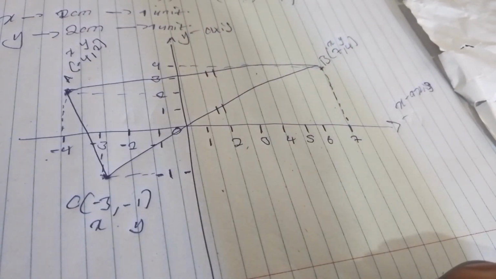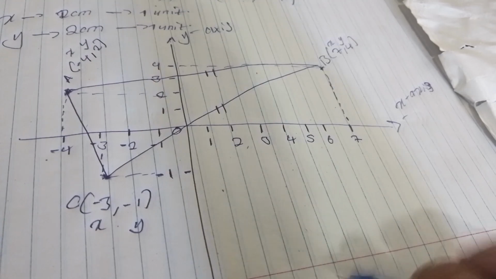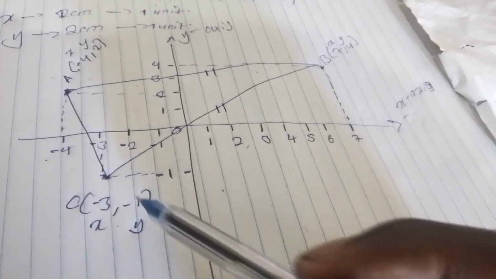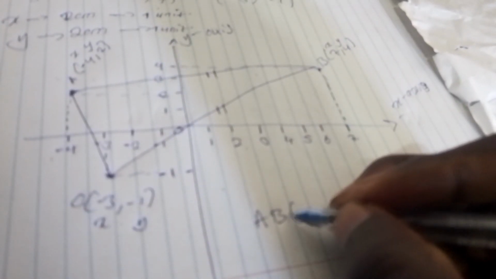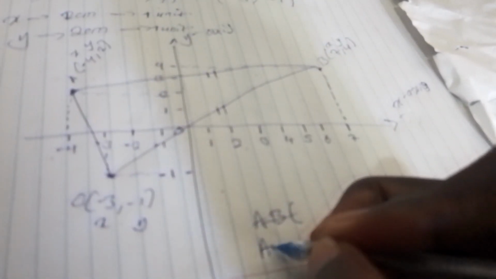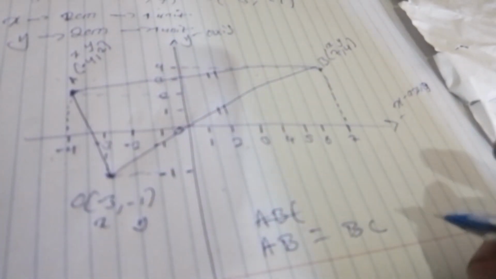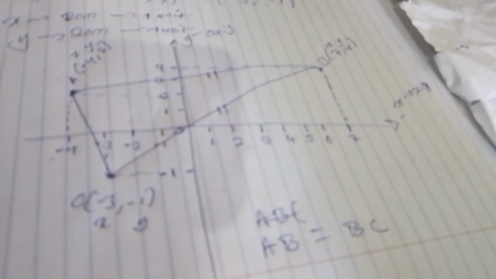So what's going to happen? We're going to get the coordinates of AB and BC. So that means AB should be equal to BC. Then that means to say it's isosceles. Can we show by calculating? Hence, we're going to use the formula of distance. Shall we? Let's go.